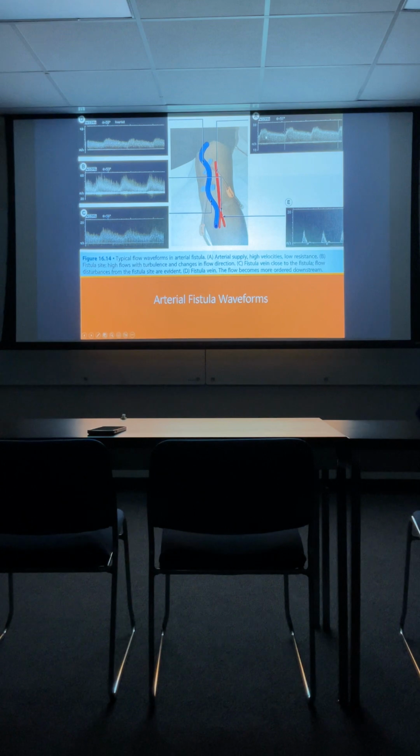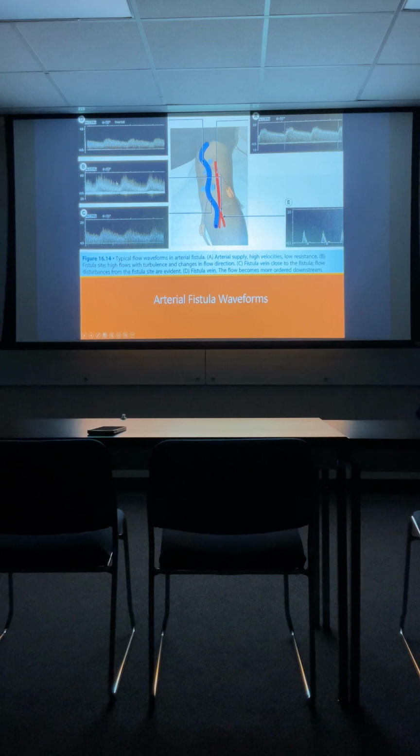So it's not gonna be triphasic like it would be if it was going down to the fingers without a fistula in the way, or a graft. So because it's feeding a graft, it's gonna be high velocity, low resistance. It's gonna look like a monophasic arterial flow, basically.